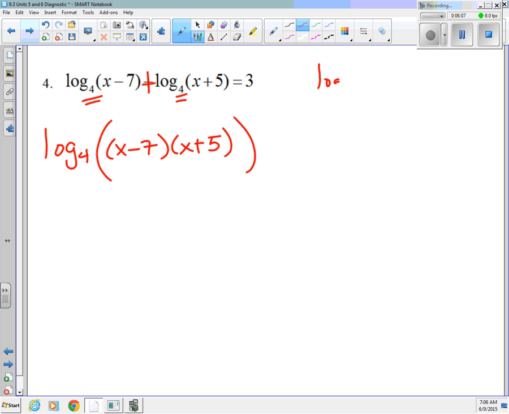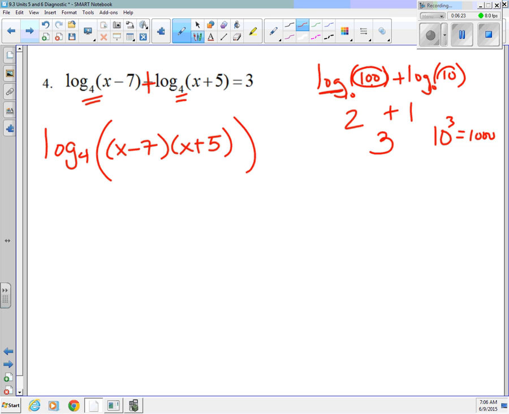If I have log of 100 plus log of 10, this is the power that I raised 10 to get 100. Well, that's 2. This is the power that I raised 10 to get 10, which is 1. 2 plus 1 is 3. And if I take 10 to the third, that's 1,000. That's 100 times 10. So it makes perfect sense that this is equal to log of 1,000, which is 100 times 10. Anyway, back to the original equation.